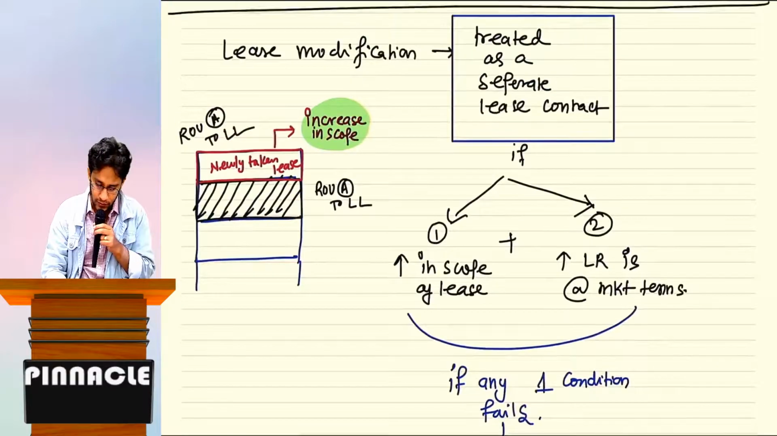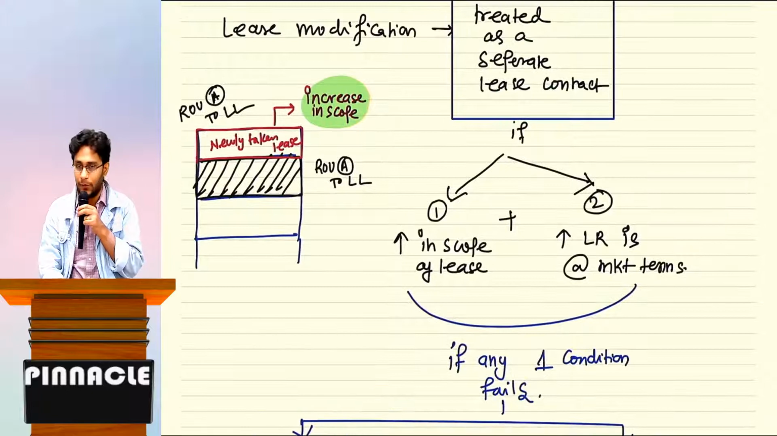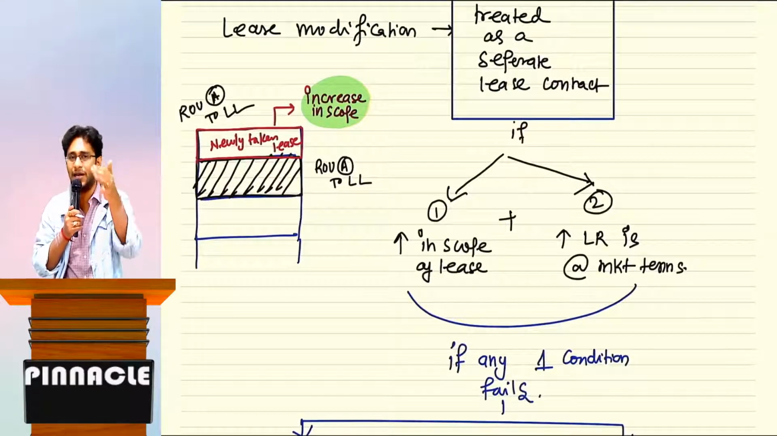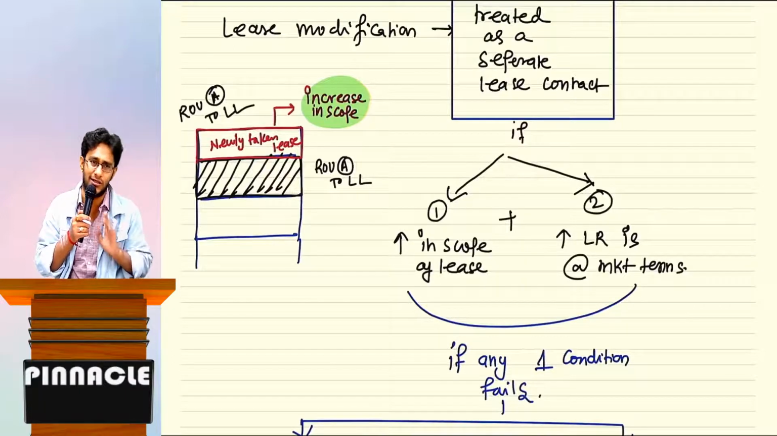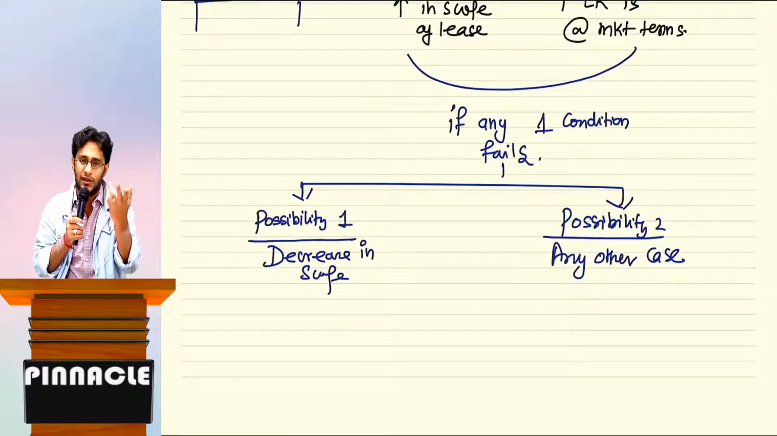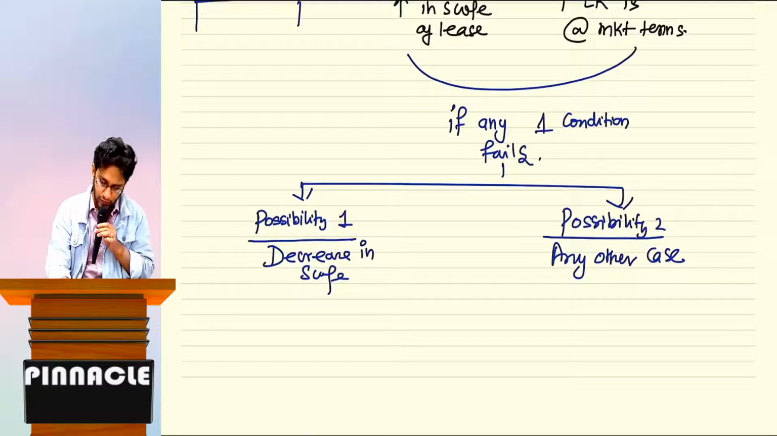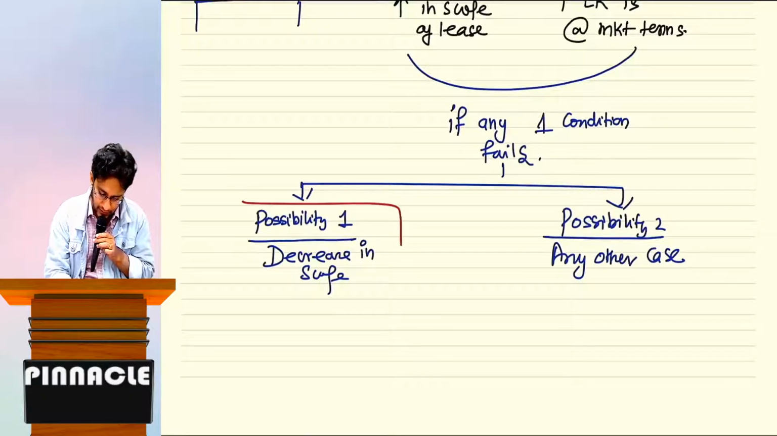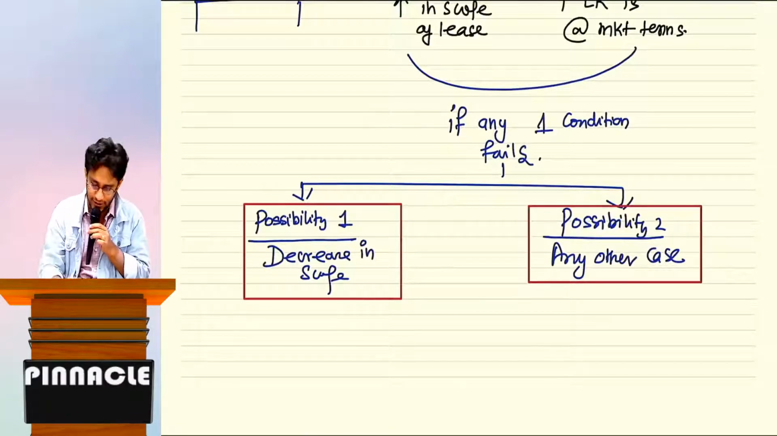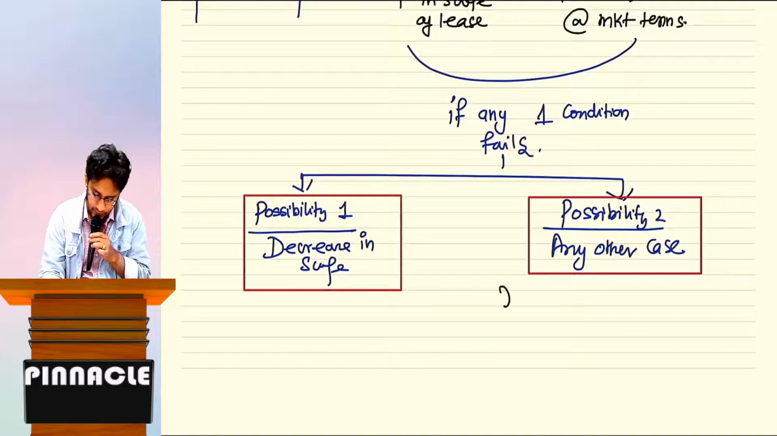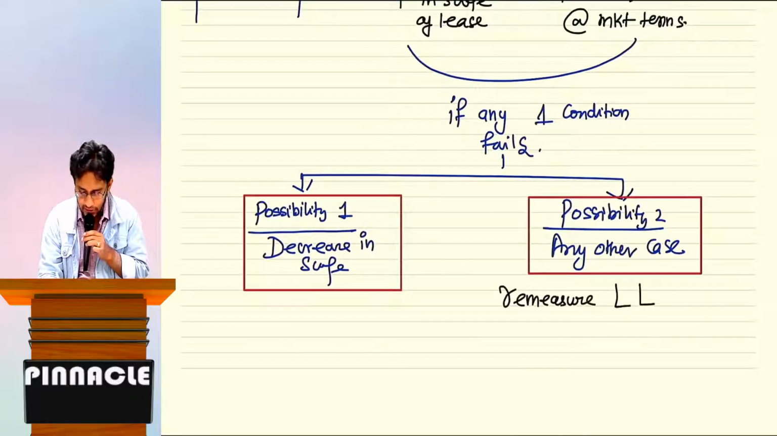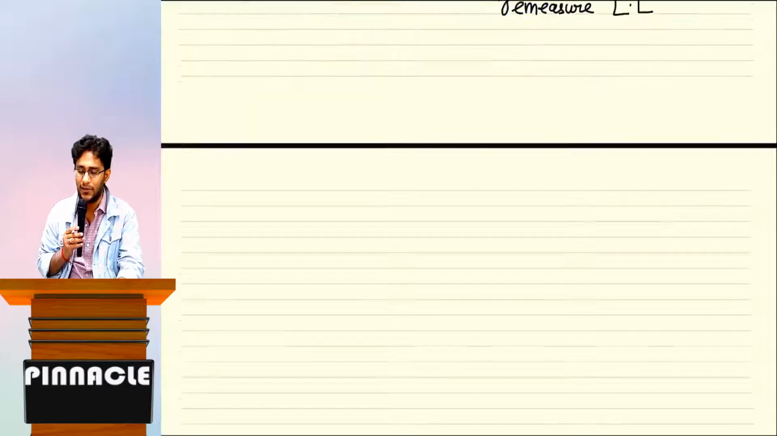Now, sir, three scenarios I am showing you. Number one, modification resulting in increase in scope at market lease rent. Accounting already discussed, separate asset. Sir, in these two conditions one condition failed. Now, this should be either a decrease in the scope or any other scenario. First, I will do any other scenario because that is easy. All you have to do is remeasure lease liability.